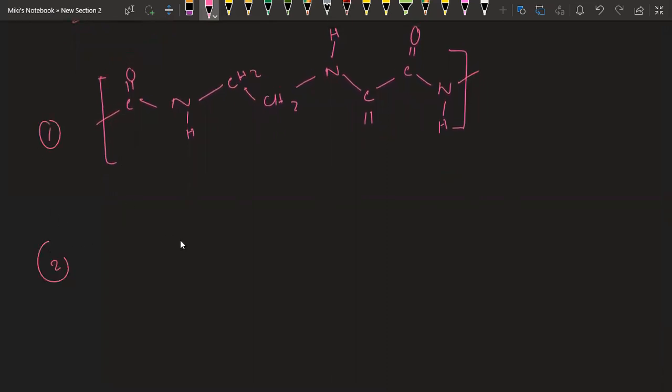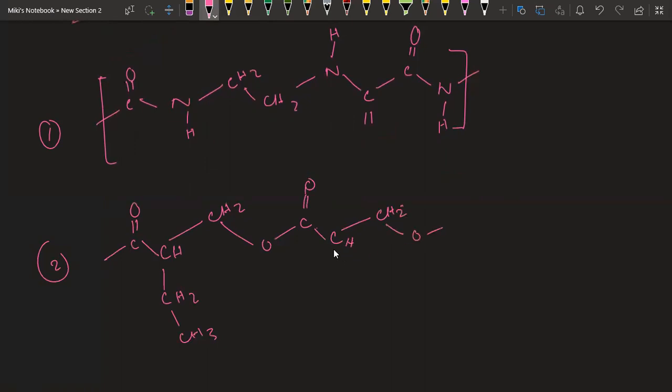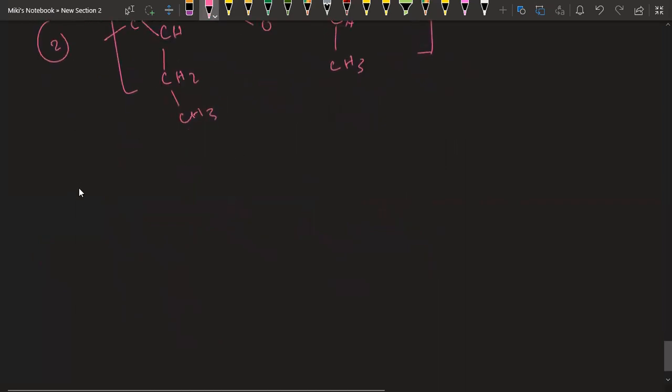So this is one of them. The second one is, let's say, COCH, and we have from here CH2. This is CH2. This is CH3. Oxygen, CO, CH, CH2, oxygen, CH3. This one also you should find in the same way. And in this case also the same way.